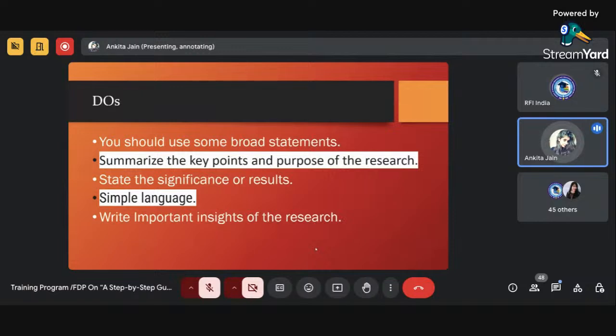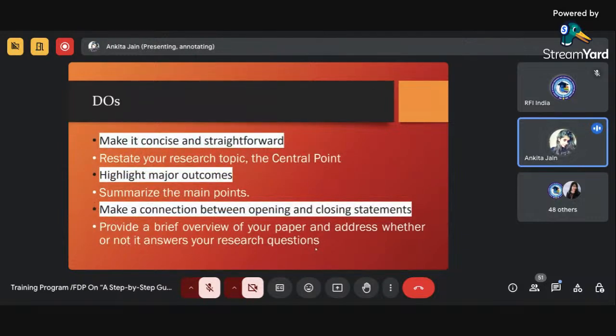You should also use some broad statements. You should summarize the key points and the purpose, the objectives of the research. State the significance of the results. Also, you should use simple language which everybody can understand. Then, write the important insights of the research. Again, I am using words like key points, key insights, important points, broader statements, central point. You should understand that it is talking about a single line or two paragraphs where you can condense your work.